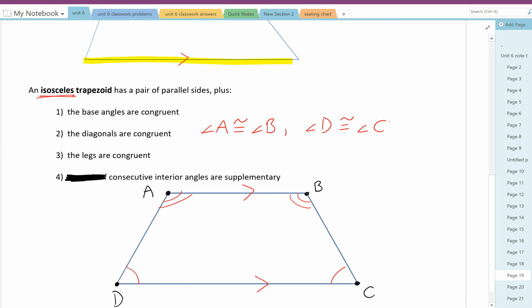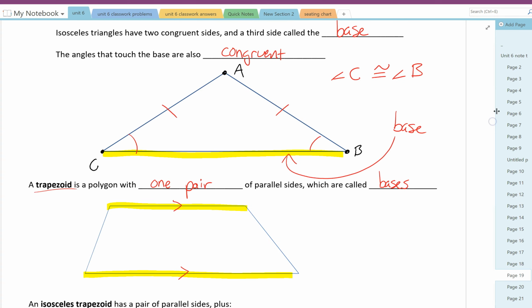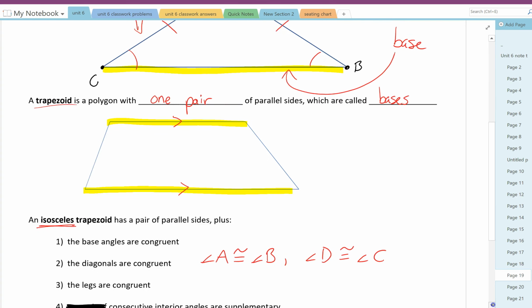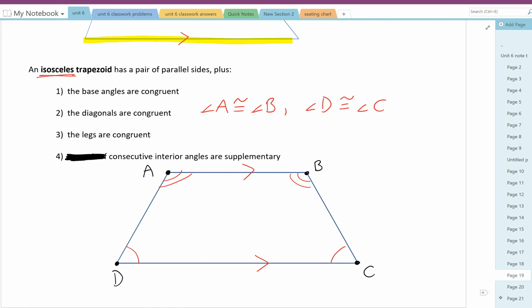The legs, right? So if I go back up to the isosceles triangle, I forgot to mention this, but these two sides that are congruent to each other are called the legs. So the sides that are congruent to each other that are not the base in an isosceles trapezoid are also going to be congruent, right? So the bases are not congruent, and you can see that by looking, but the two legs are going to be congruent. And then you'll notice on number 4, I kind of scratched something out.